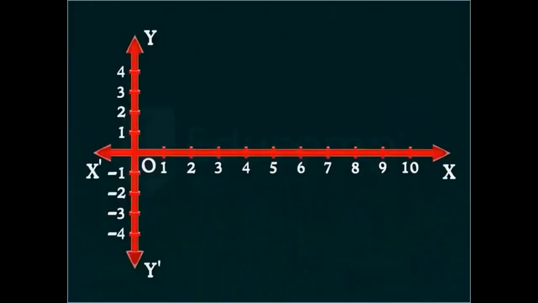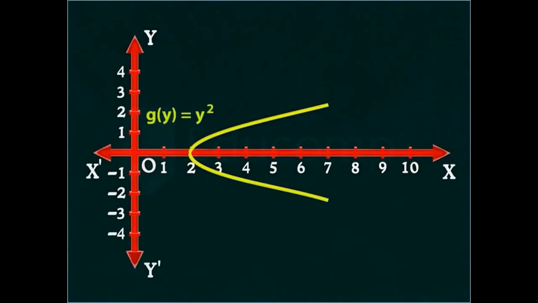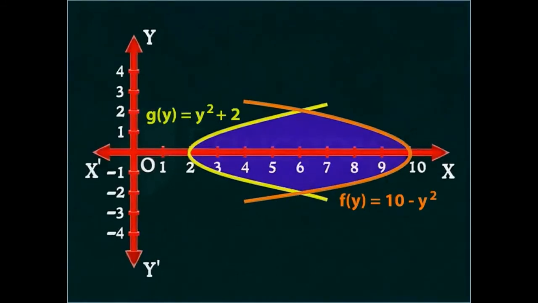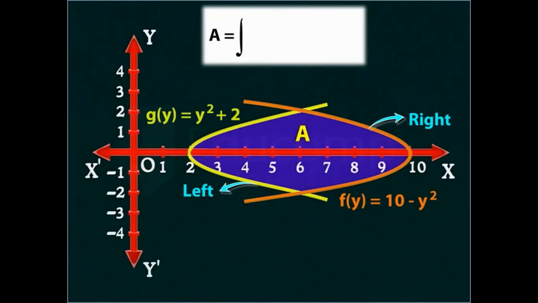Let us look at an example. We are given a graph of the functions g of y equal to y square plus 2 and f of y equal to 10 minus y square. We need to find the area enclosed between the two curves. We can see that the graph of the function f lies to the right of the graph of function g. So we can find the area enclosed between them by finding a definite integral from c to d, f of y minus g of y whole into dy.